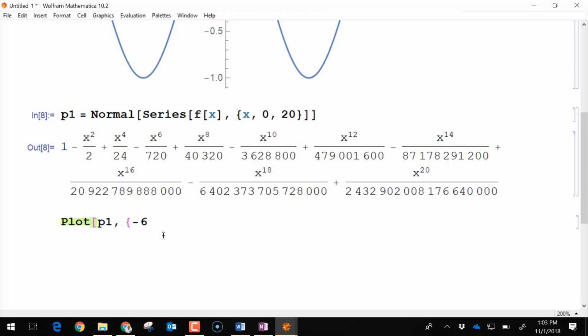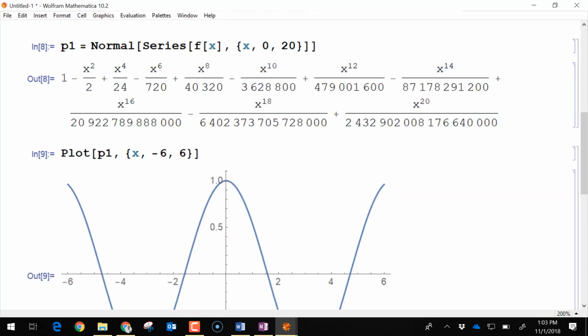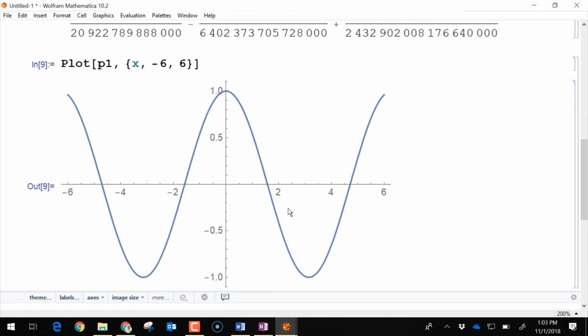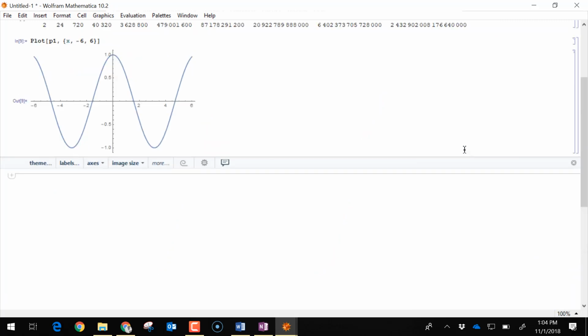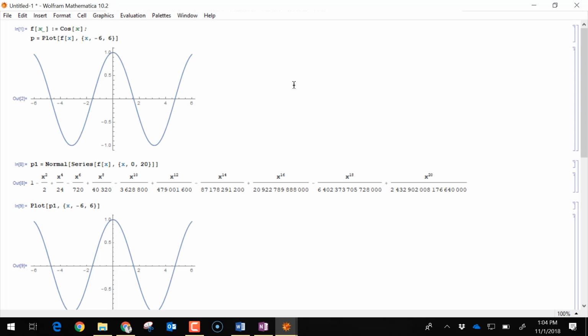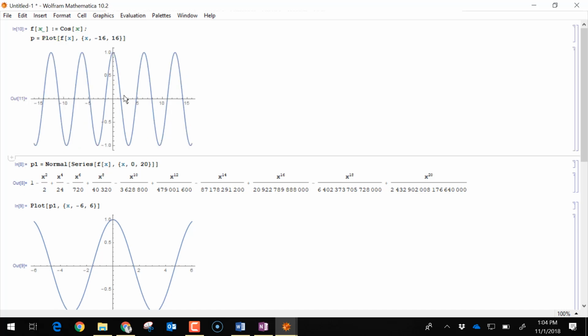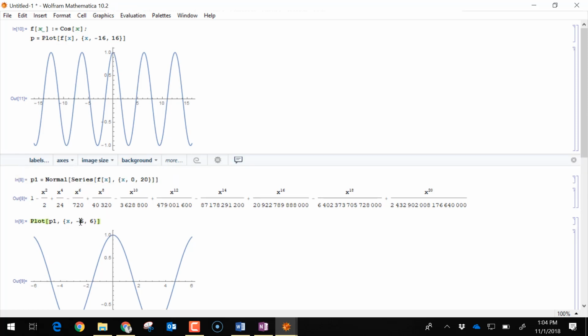What did we go from, -6 to 6? So if you can see, they look pretty much alike, right? This looks just like the cosine function that we saw earlier. Well, they look exactly the same. What is the difference? Let's make this go larger, from -16 to 16.